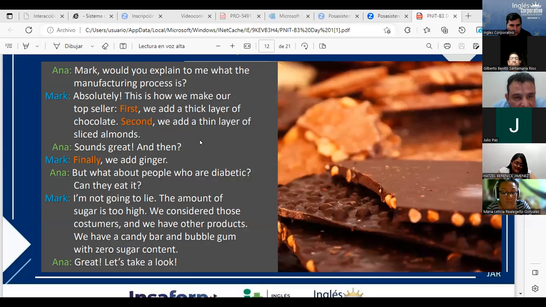What about diabetic? Can they eat it? I'm not going to lie. The amount of sugar is too high. We consider those customers, and we have other products. We have candy bar and bubblegum with zero sugar content. Great. Thank you.